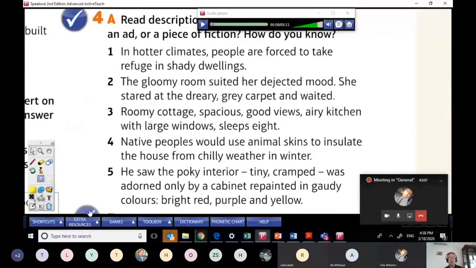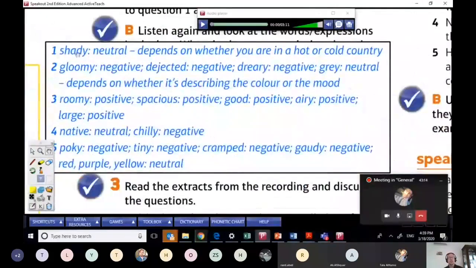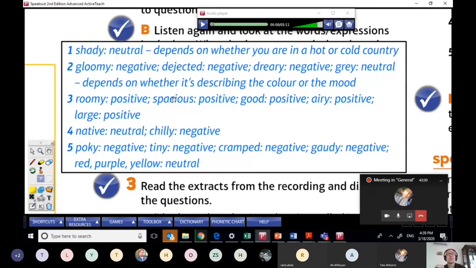Okay, here are those words that they want you to know. Shady, gloomy, dreary. Oh, we skipped over gray. Now, when they say neutral and positive, what they mean is whether we use the word in a positive or negative way. So shady normally is just a neutral word, when you talk about, like, going to the shady area away from the sun, but then there is that negative meaning that we talked about already when you talk about a person. Gloomy is usually a negative word. Dejected, which means depressed, is negative. Dreary is negative. Gray is neutral.